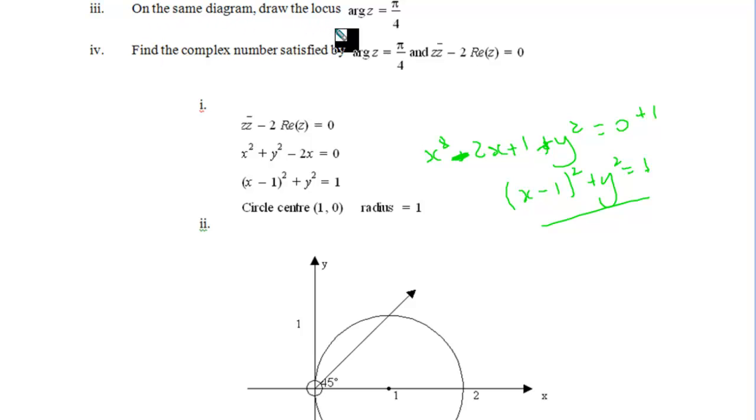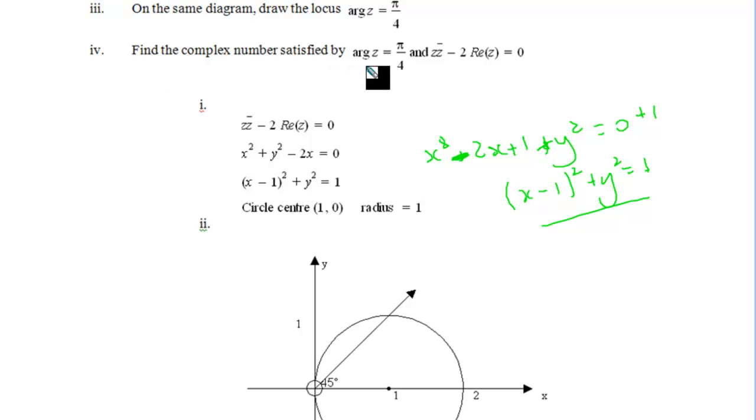On the same diagram, draw the locus of the argument of Z equals pi on 4. Pi on 4 would be a 45 degree angle, and it's a ray that goes off at an angle of 45 degrees there. So that's what that one would look like. Remember, not equal to the origin, so you can't put it there.